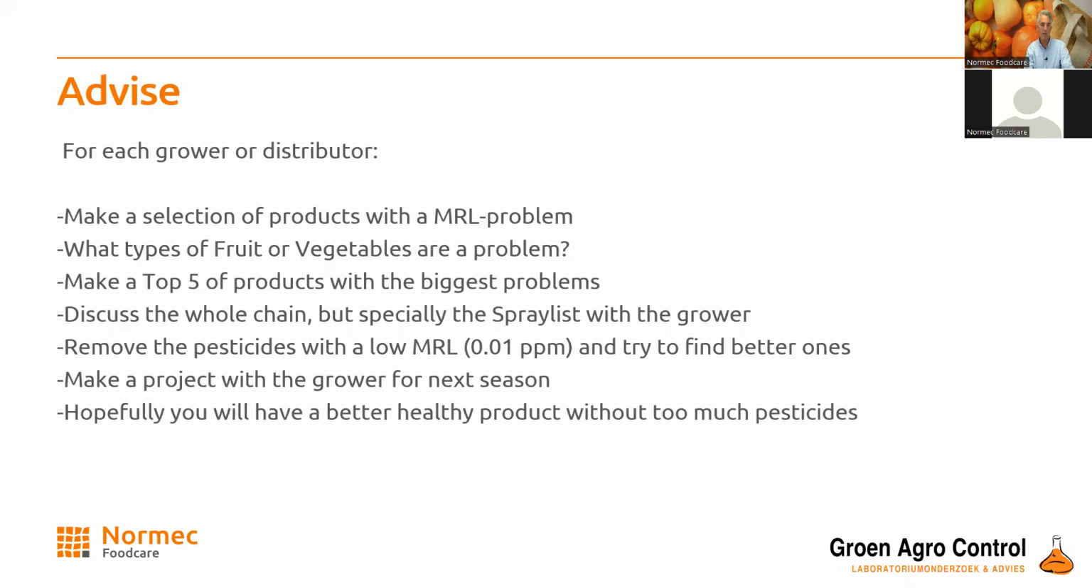So for each grower or distributor, make a selection of products with the MRL problem. What types of fruit or vegetable are problematic? Make the top 5 of products with the biggest problems, like MRL, and discuss internally with the grower and also other parties. Discuss the whole chain, but especially the spray list with the grower. Remove the pesticides with a low MRL, 0.01 ppm, and try to find better ones instead of that.